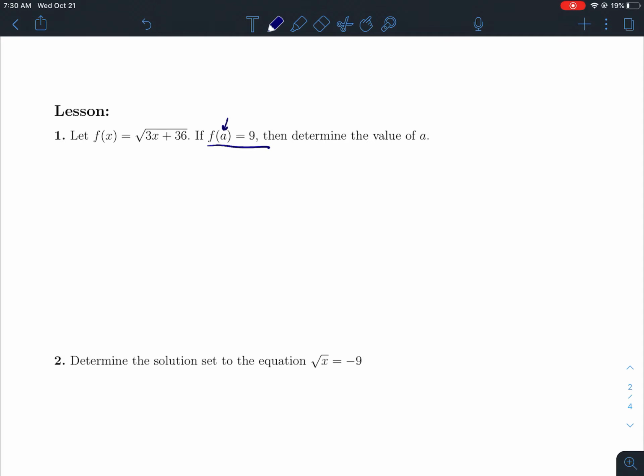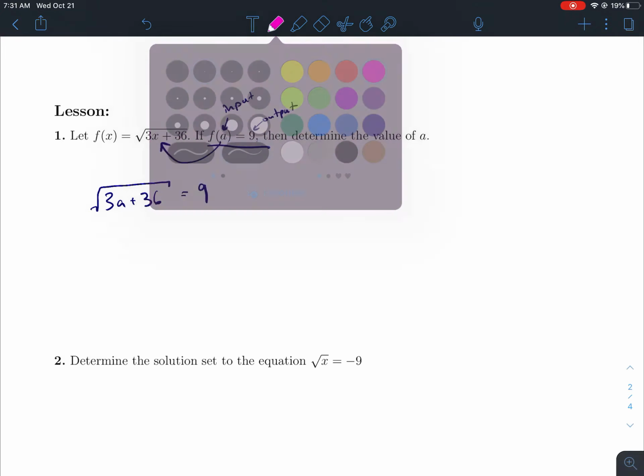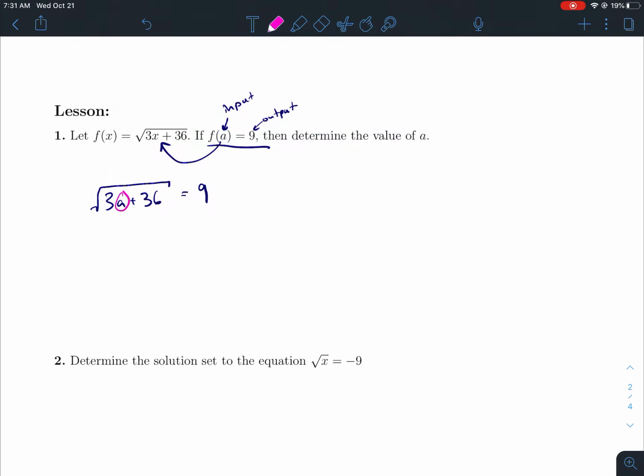Whenever we have these function problems, we need to make sure that we are careful with our input. So we're going to input a in. And I like to draw that little thing on the end of my square root to show that that's where it ends. And when we input a in, the output is 9, so the whole thing will equal 9. Alright, so from here we need to solve for a.